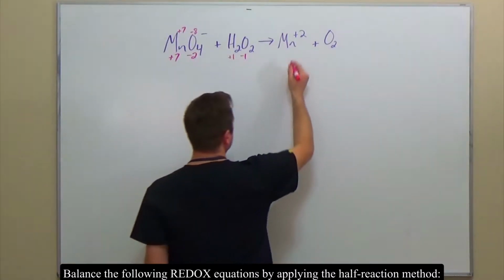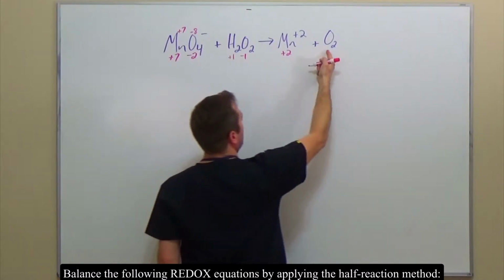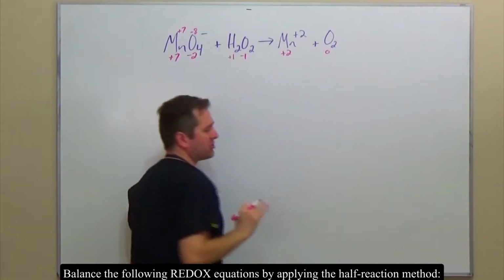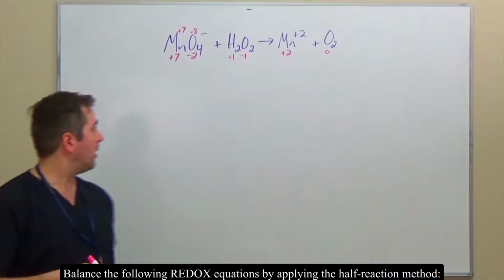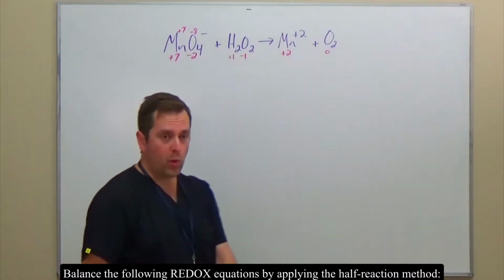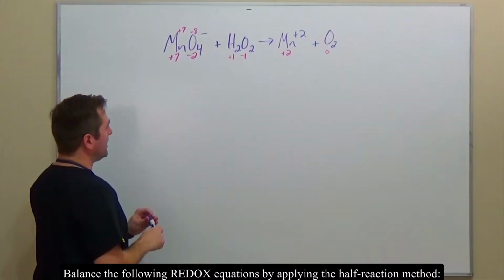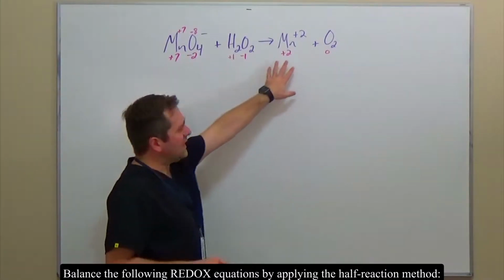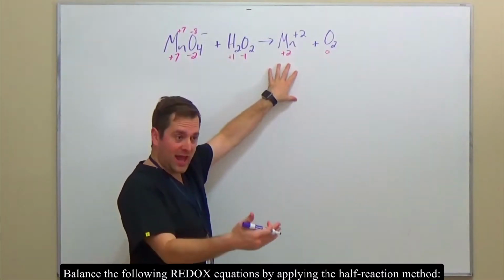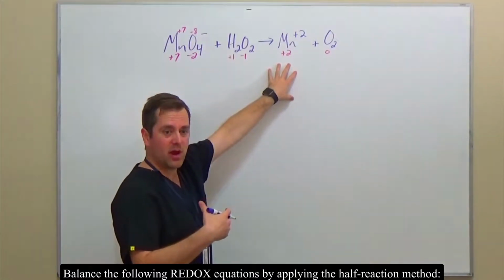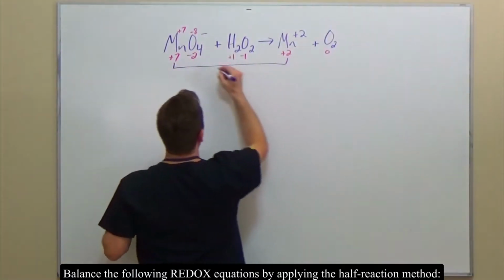Okay, focus on the products. We have manganese 2, so it's just a +2. And then now we have oxygen gas. If you remember, your diatomic molecules have an oxidation number of 0. Okay, let's identify what occurred. What happened to which element? So if we focus on the manganese, we go from a +7 to a +2. We became less positive. The only way that that could happen is if we accept electrons, right? i.e. get reduced. We got reduced right here.